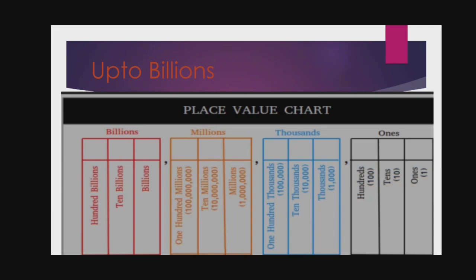Look at the chart. The chart contains up to billions. The billions period has three places: 1 billion, 10 billion, and 100 billions. In this section, we will study numbers up to billion.